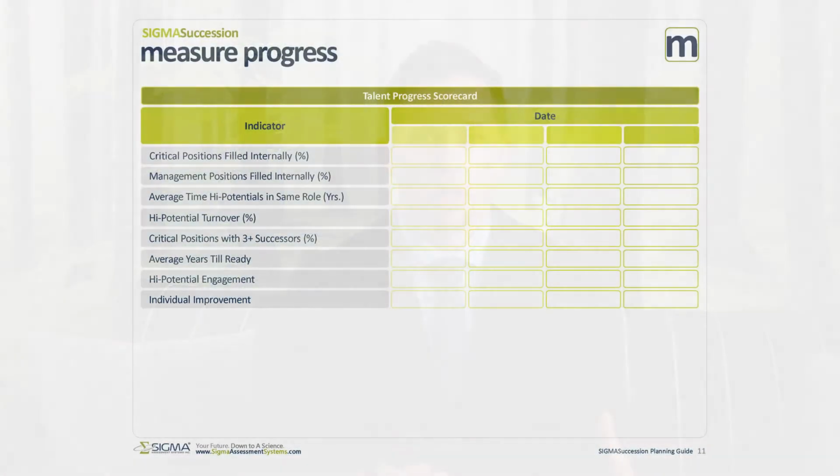And we do this with our talent progress scorecard. Essentially looking for ways to measure value and communicate it in a way that makes sense and is meaningful to the entire organization. So a few of those things that I think are really critical to measure are those critical positions that are filled internally and management positions that are filled internally. Those obviously go hand in hand.